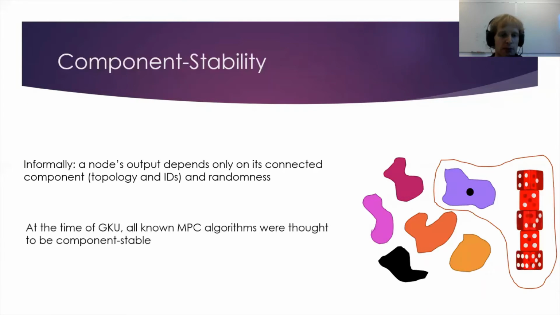And at the time of GKU, there's a statement in GKU saying that all known MPC algorithms were thought to be component stable, or you could easily make them component stable. Okay, so at the time of GKU, it appeared that component stability was only a kind of technical triviality, and this covered all MPC algorithms.